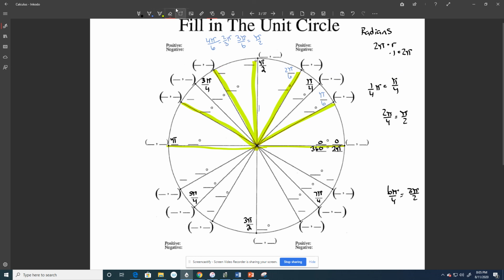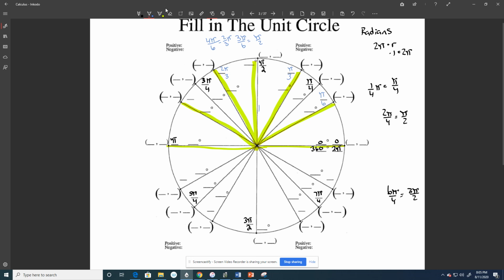Let's make that 2 pi thirds, which this one also simplifies. We might as well do that now. We were going to do that later, but since we're talking about it, let's go ahead and simplify. 2 pi over 6 simplifies to pi over 3. The 2 over 6 reduces.